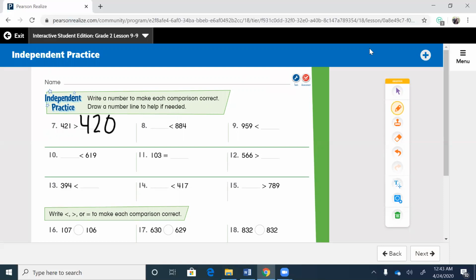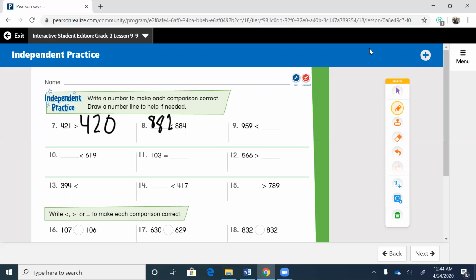Number 8, look at the symbol. It's eating 884. That means we have to come up with a smaller number, right? So what's smaller than 884? Let's subtract 2. Let's go back 2. I'm going to put 882. 882 is less than 884.